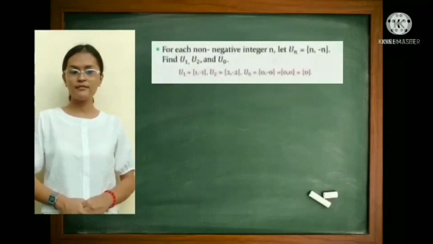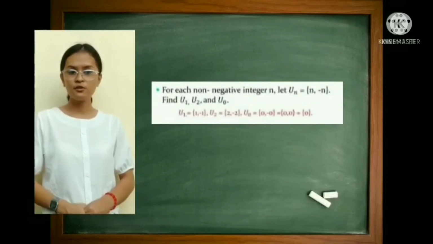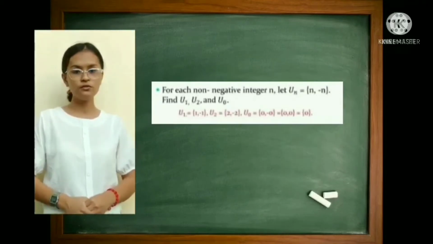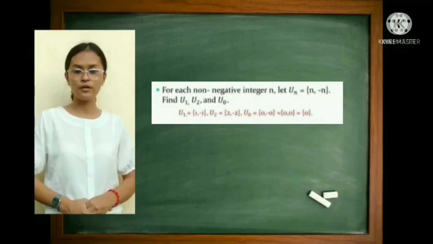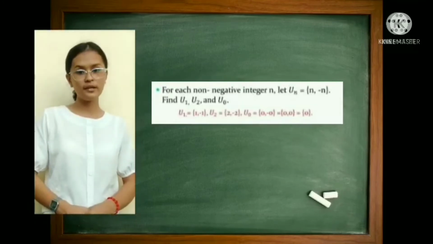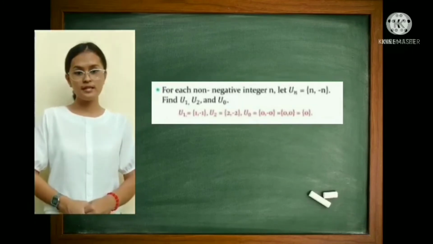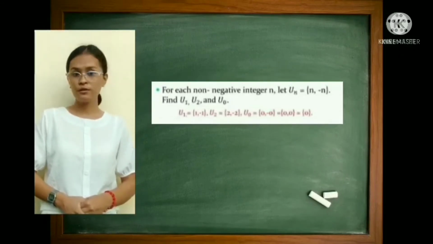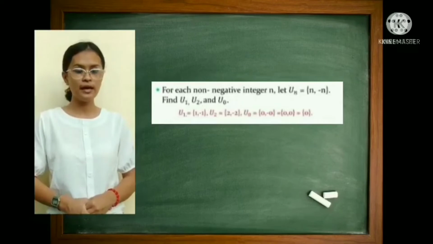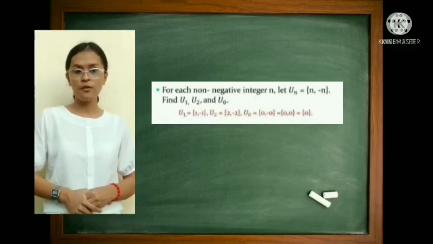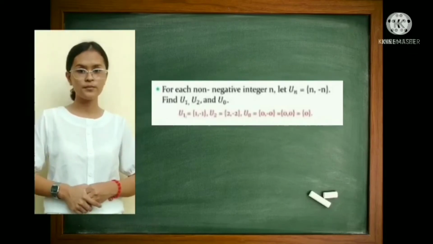For each non-negative integer n, let U_n equal {n, -n}. Find U_1, U_2, and U_0. U_1 equals {1, -1}. U_2 equals {2, -2}. U_0 equals {0, -0}, which equals {0, 0}, which is equal to {0}.